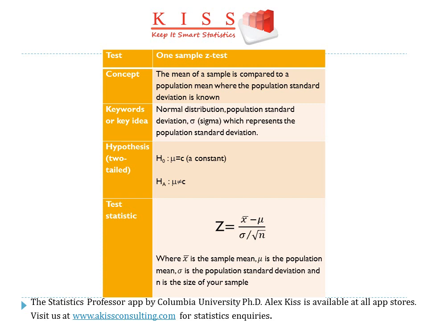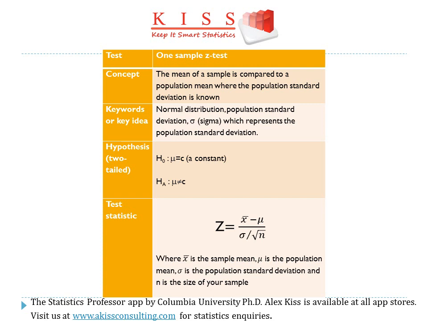The concept of the one-sample z-test is that the mean of a sample is compared to a population mean where the population standard deviation is known. Keywords and key idea behind this test are we're looking at data from a normal distribution. We have a population standard deviation, which is represented by sigma.